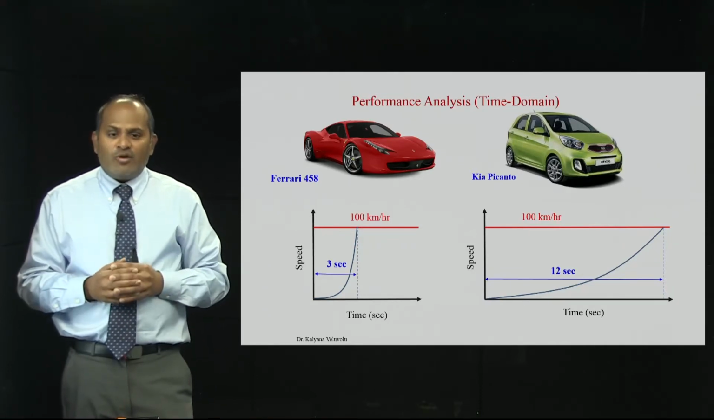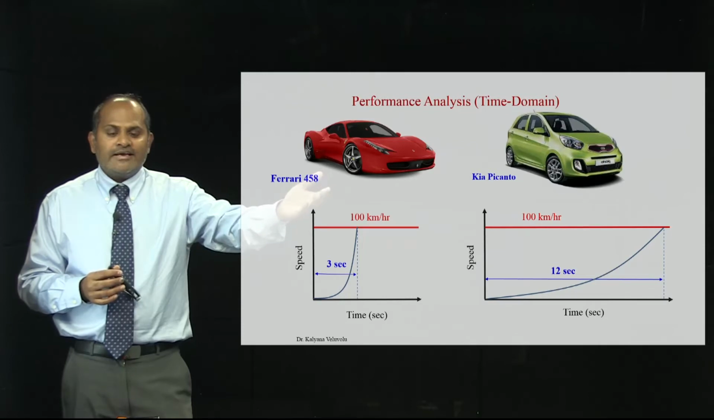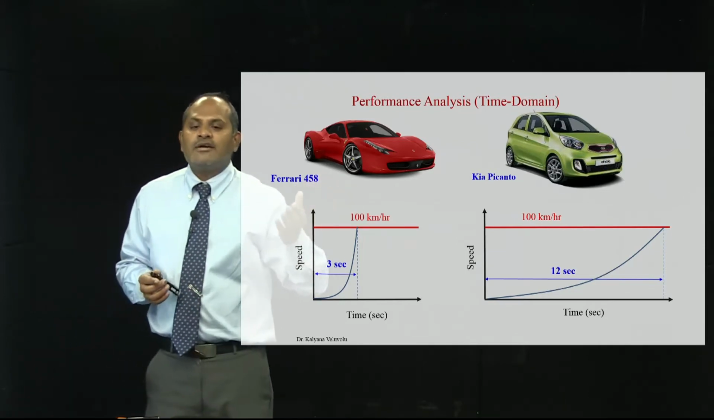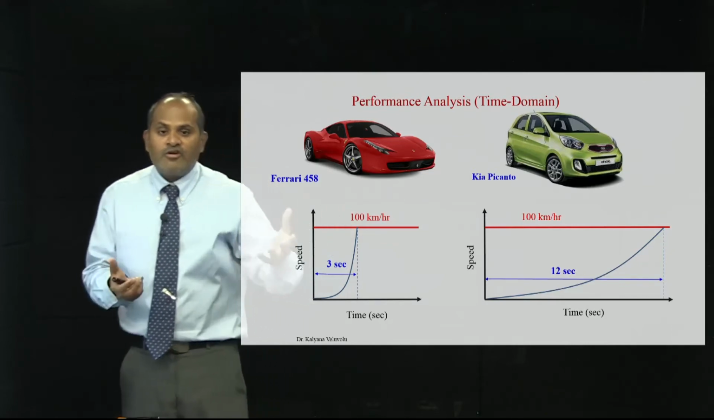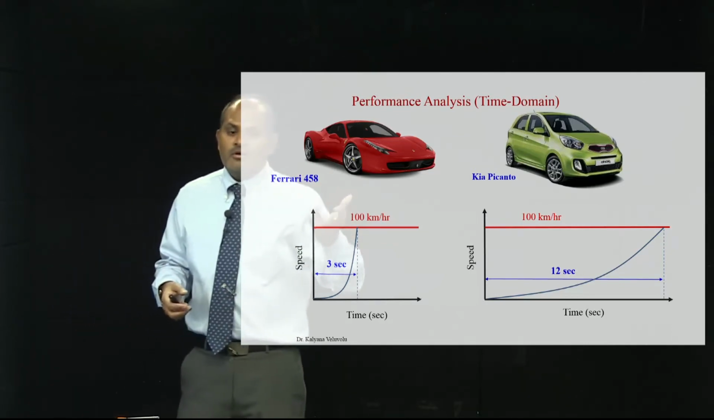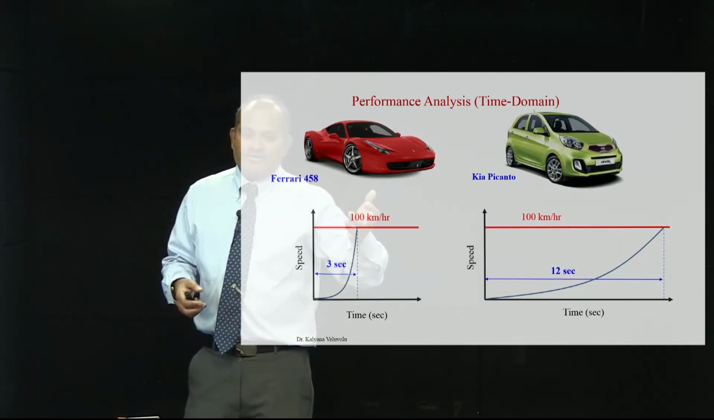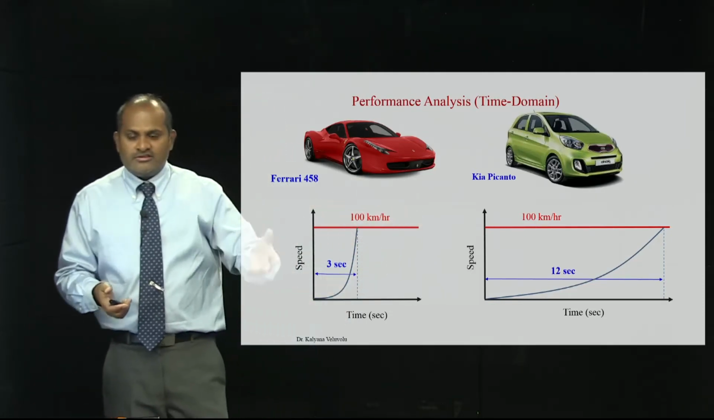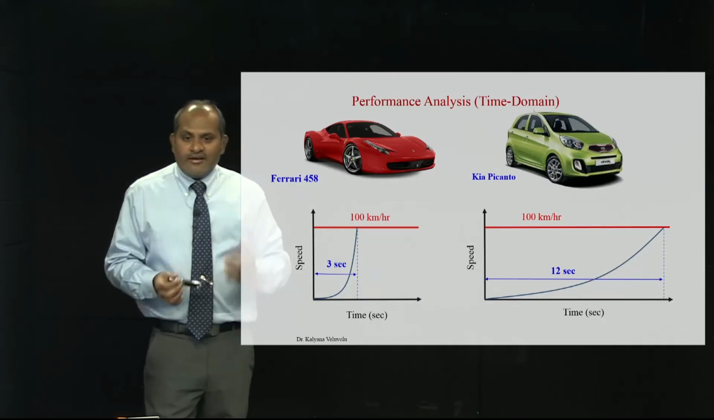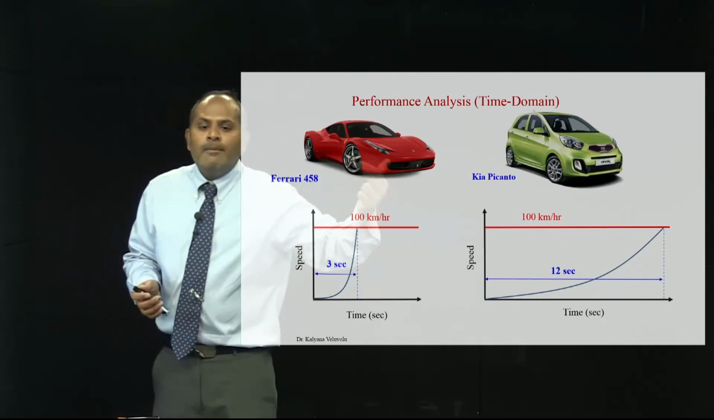Performance is something quantifiable. That means I can take the error between the input. The input is 100 kilometers per hour. That is the reference speed. I provide the reference to the Ferrari, which is 100 kilometers per hour, and then I give it 3 seconds. It gives me the output in this way. The input-output relationship tries to tell that. What is the error? Input minus output.